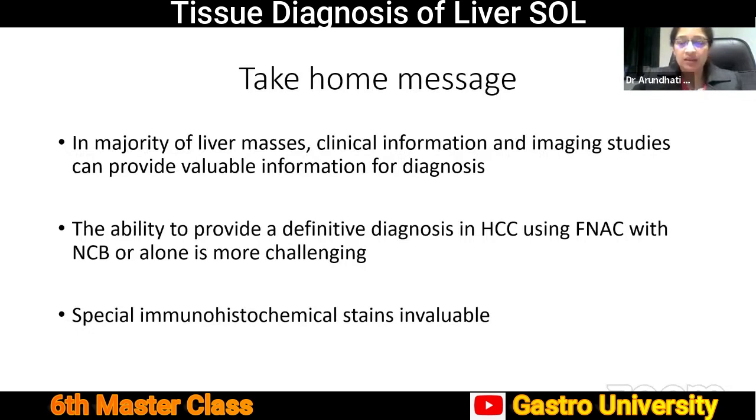In the majority of the cases, it's the clinical information, the imaging, the tumor marker assessment that helps in diagnosing hepatocellular masses. And it remains challenging to diagnose hepatocellular carcinoma using only FNACs or only needle core biopsies. Using immunohistochemistry is invaluable in these conditions at both ends of the spectrum, where it's a very perplexing situation to differentiate between malignant, non-malignant, whether hepatocellular or non-hepatocellular. So with that, I end my presentation.